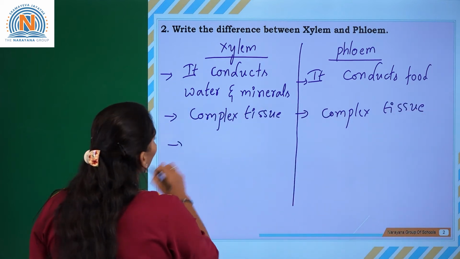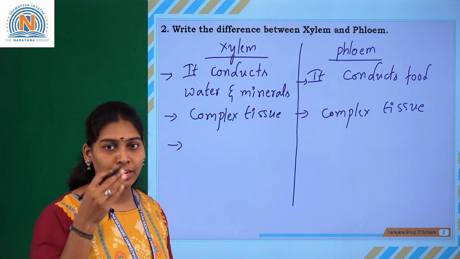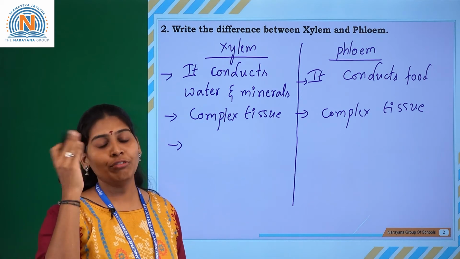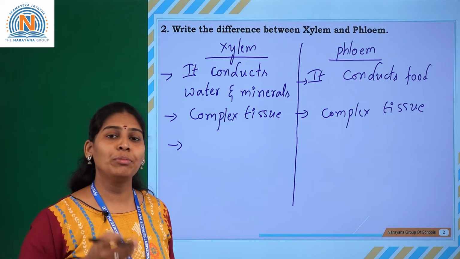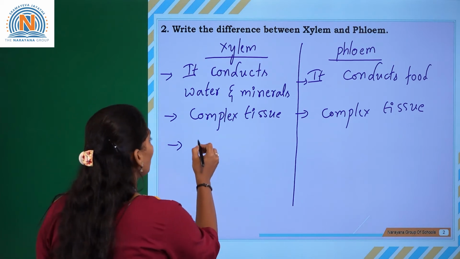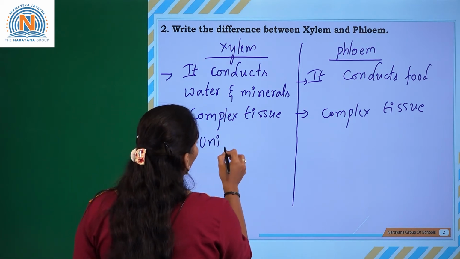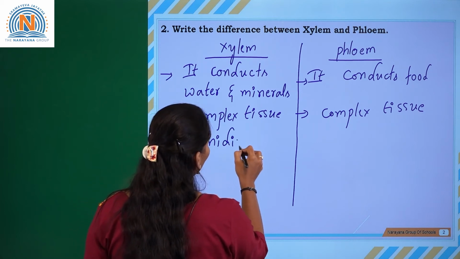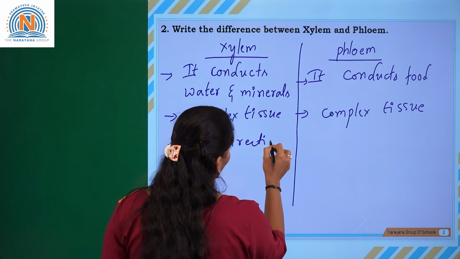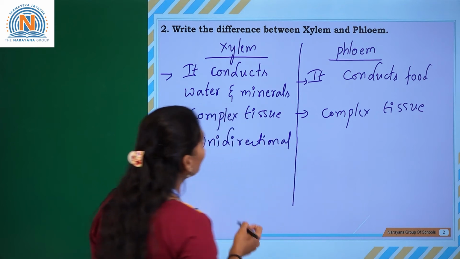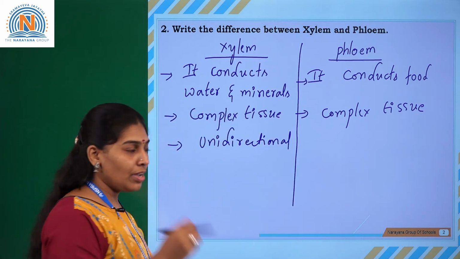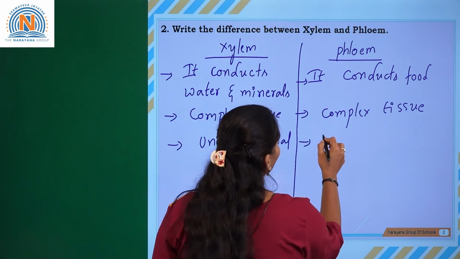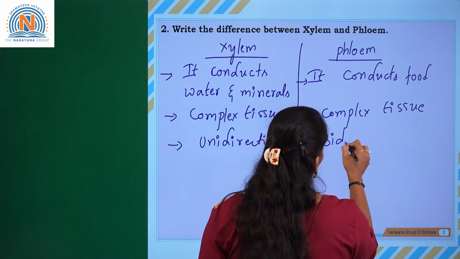Xylem is unidirectional, from the root to the top, to all the parts of the body, whereas the phloem is bidirectional. As you can write down here, the transportation of water and minerals is unidirectional, whereas the phloem is bidirectional.